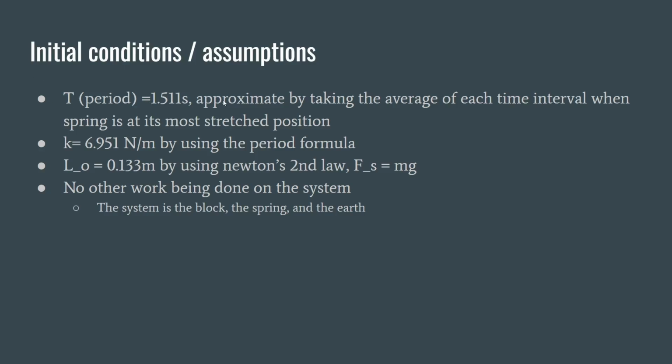The period is approximated by taking the average of each time interval when the spring is at its most stretched position. The spring constant is calculated by using the period formula, which is 2 pi times the square root of mass divided by spring constant, since we already calculated the approximate period. The relaxed position is found by using Newton's second law, where spring force is equal to gravitational force, and we also assume that no other work is being done on the system of the block, the spring, and the earth.